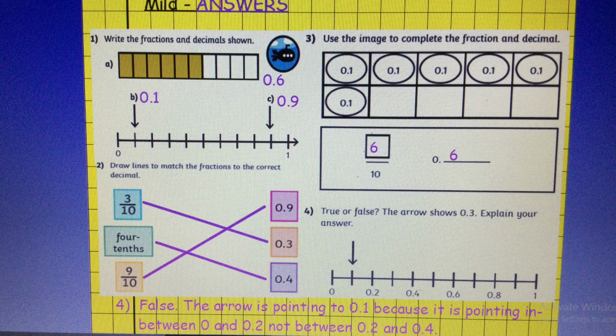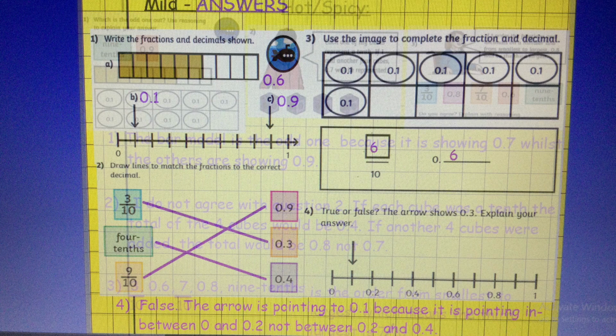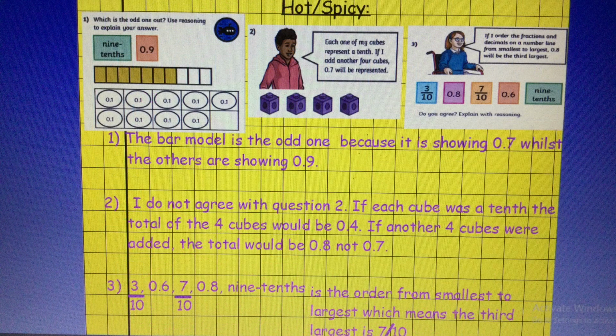Here are your answers for mild. Remember that when you're answering a question that asks you to explain your answer, a good word to use is because. That helps you explain your reasoning. And here are your answers for hot/spicy with some examples of how I would personally answer the question. I have used because in some of them to help me explain my reasoning. So have a look through these and see if your answer is similar to mine.